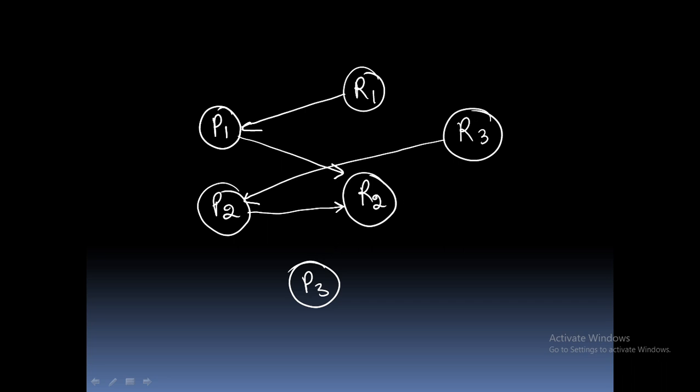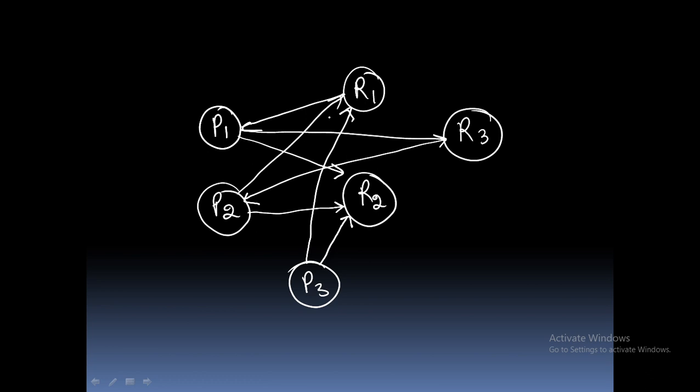P3 holds R2 and waits for R1 resource, and P1 also waits for R3 resource, and P2 also waits for R1 resource.